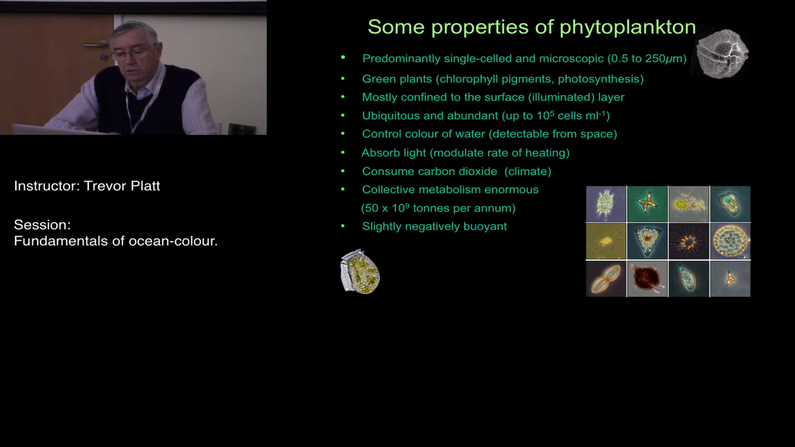Their collective metabolism, scaled up around all the world's ocean and throughout the year, is absolutely enormous. The flux of carbon through phytoplankton on a world scale is 50,000 million tons per annum. It's a huge carbon flux. And the final thing I want to tell about the phytoplankton is that they are slightly heavy with respect to water, so with respect to seawater, so that there's a small tendency for them to sink at a rate that depends on their diameter.